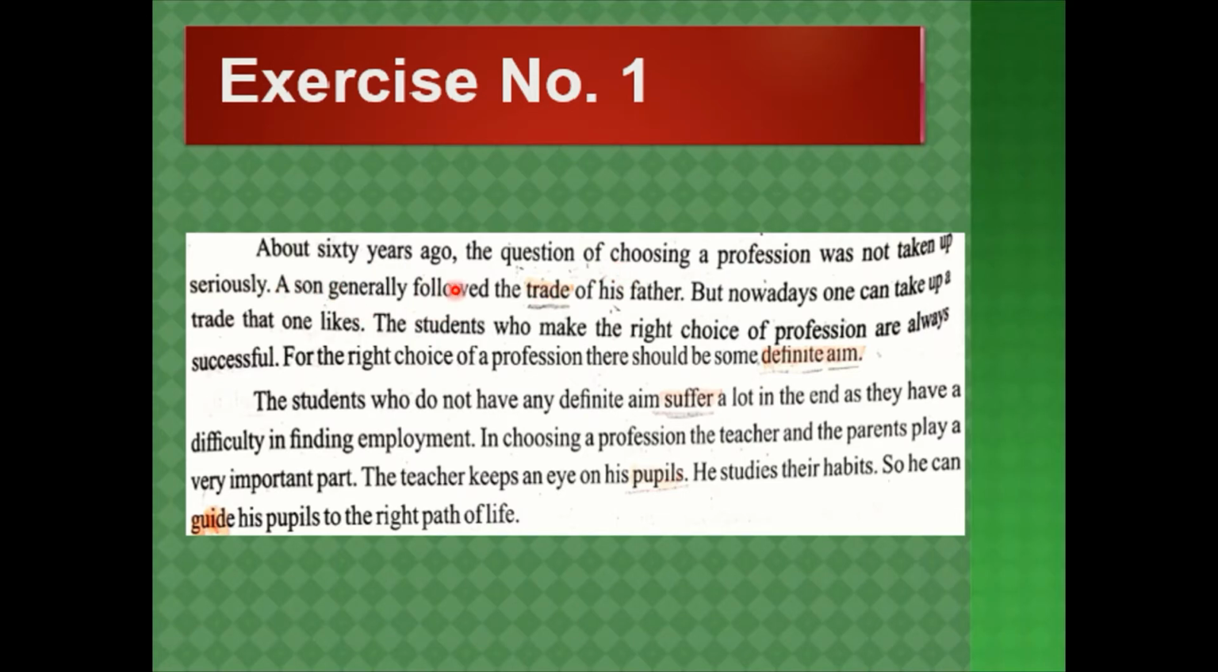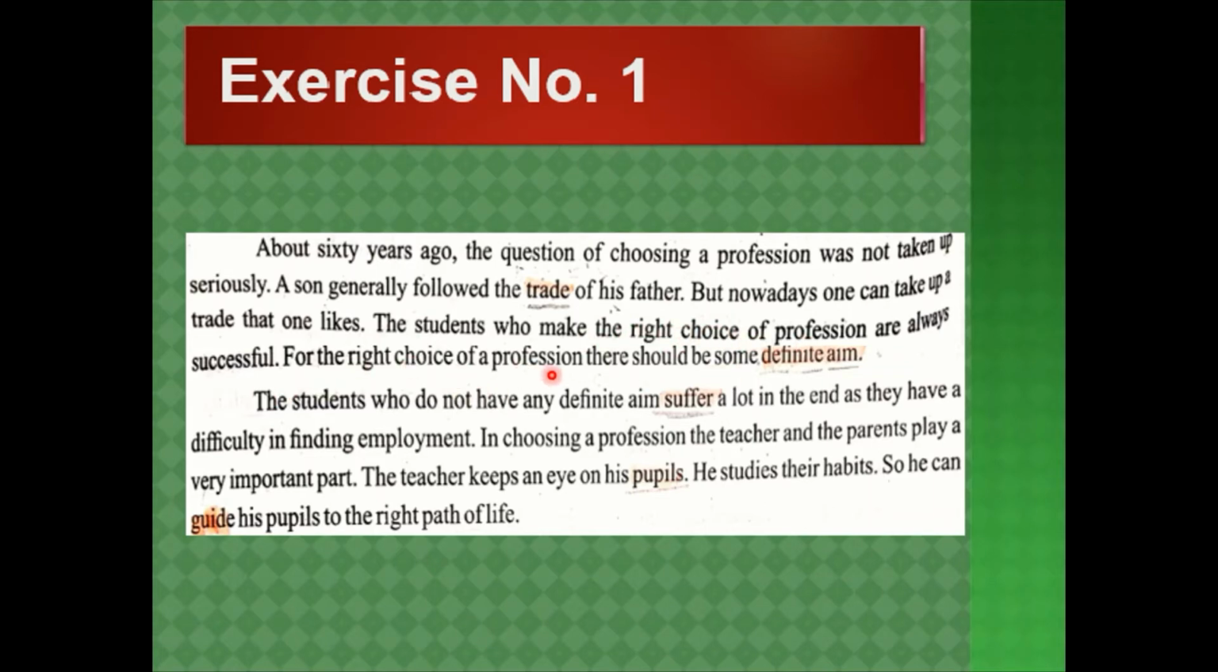A son generally followed the trade of his father, but nowadays one can take up the trade that one likes. The students who make the right choice of profession are always successful. For the right choice of a profession, there should be some definite aim. So you can see that from this phrase, we can easily guess now that this might be the title of the passage, right choice of profession.